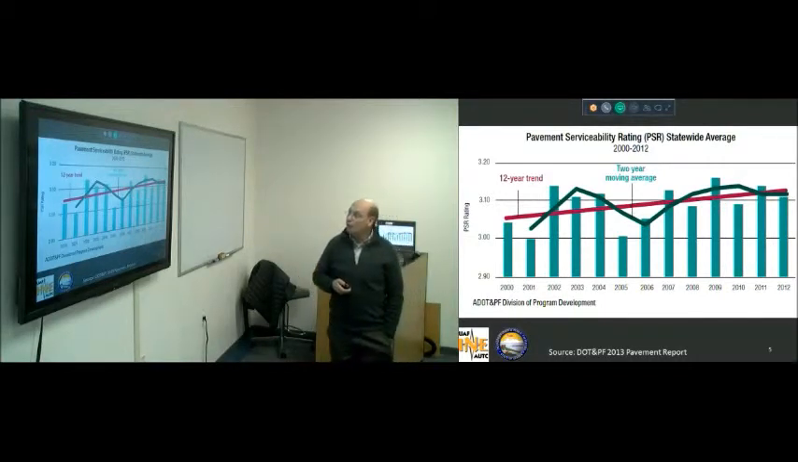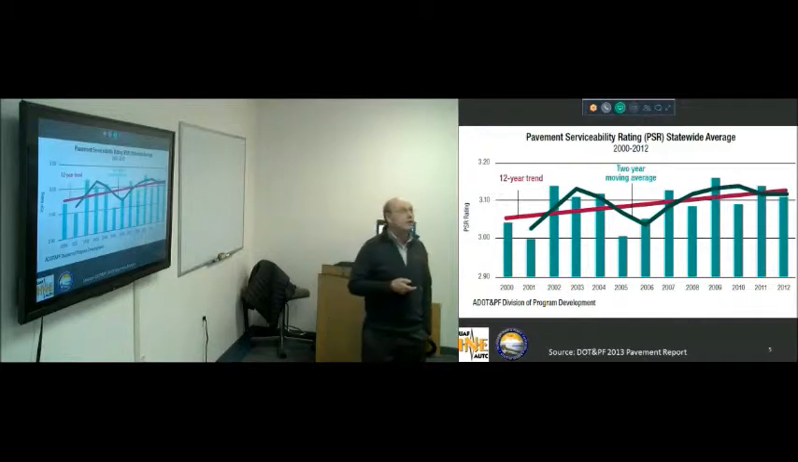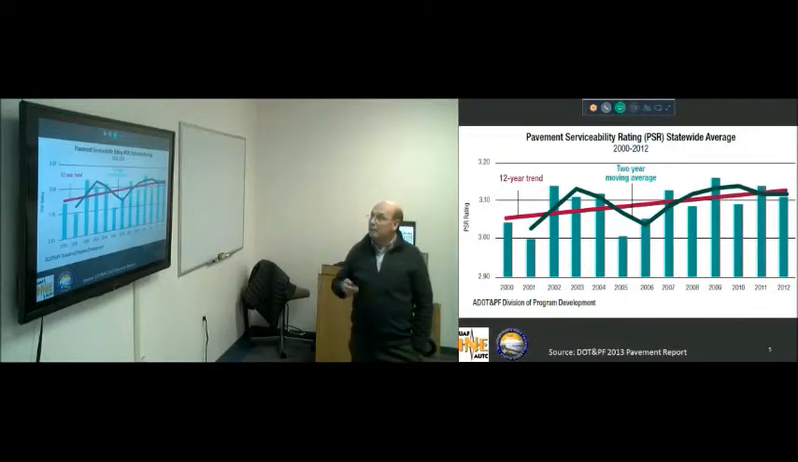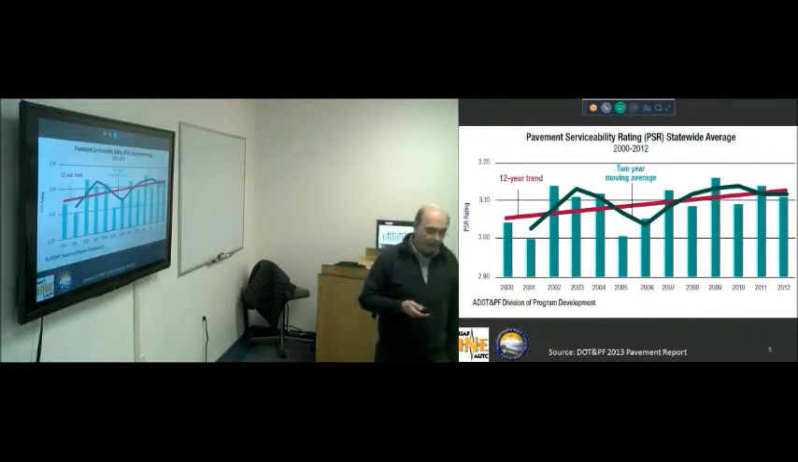The goal for 2017 is a 3.7 coming out of our pavement management system is where we would like to be. Hopefully, as time goes along, we'll be able to achieve that. That's certainly better than where we are at today.